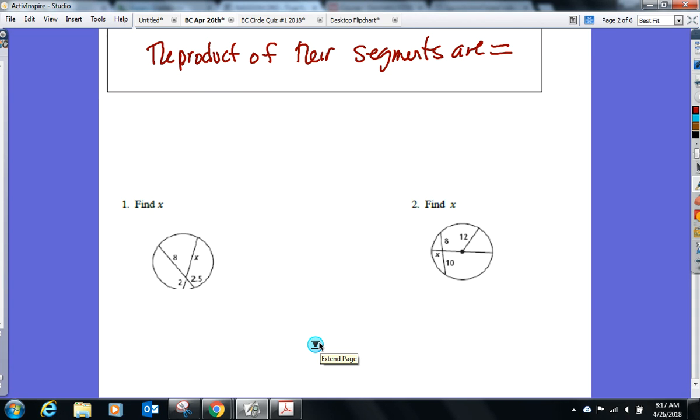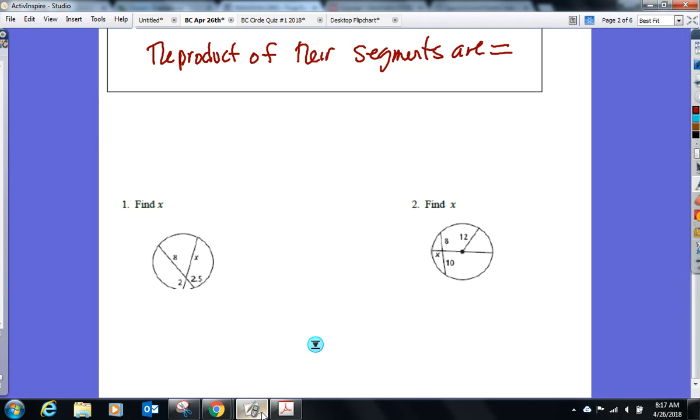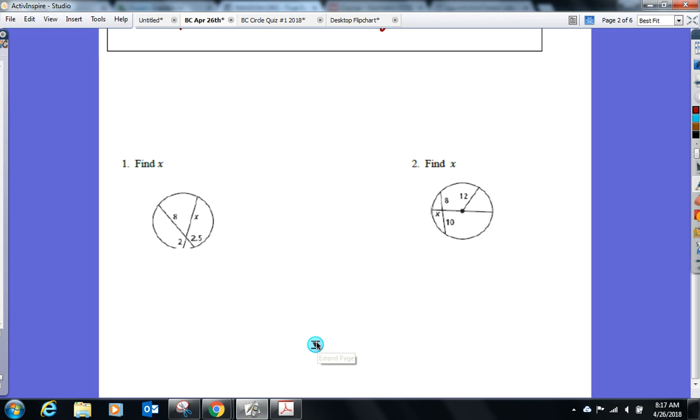All right, basic application on number one. Here we go, 5. Ready to help me out? Okay, do you see two chords there? Do they intersect? Name two segments on one of the chords that are formed. So 8, the product of 8 and 2.5, those two segments will be equal to the product of the two segments on the other chord, which are what, Malin? 2 and x.